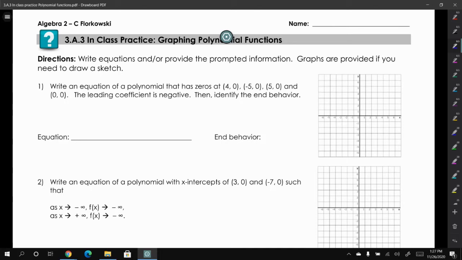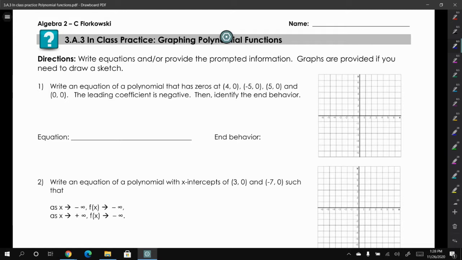Today I thought it would be a good idea to look at a couple of examples together, and that way I can point out some things about how a problem is worded and how we can put what we learned the past 2 days together and really dive into these polynomial functions.